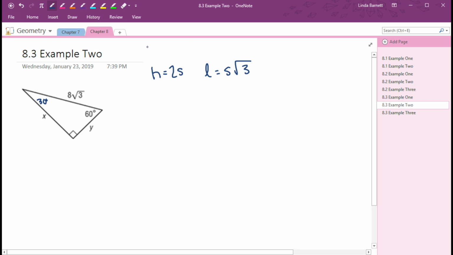So my hypotenuse is equal to 8 root 3. I always know it's my hypotenuse because it's the one that is opposite my 90-degree angle. So that's 8 root 3. That's where I got that.